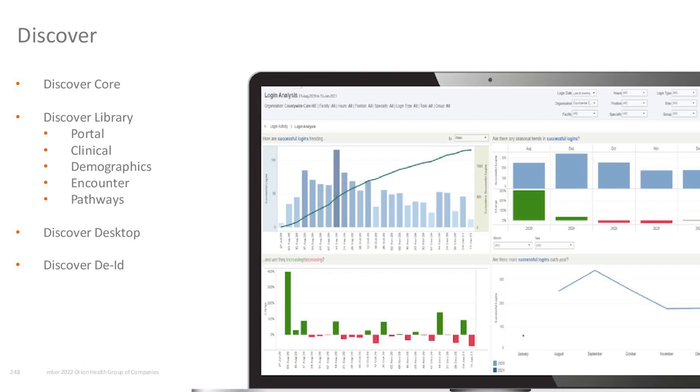Discover for us is broken down into different modules. The bits highlighted in bold are what are in place at CHIE: Discover Core, a data warehouse where the data gets stored, and Discover Portal, the dashboards that enable you to report on usage of the shared care record. These are some of the other modules that we offer.